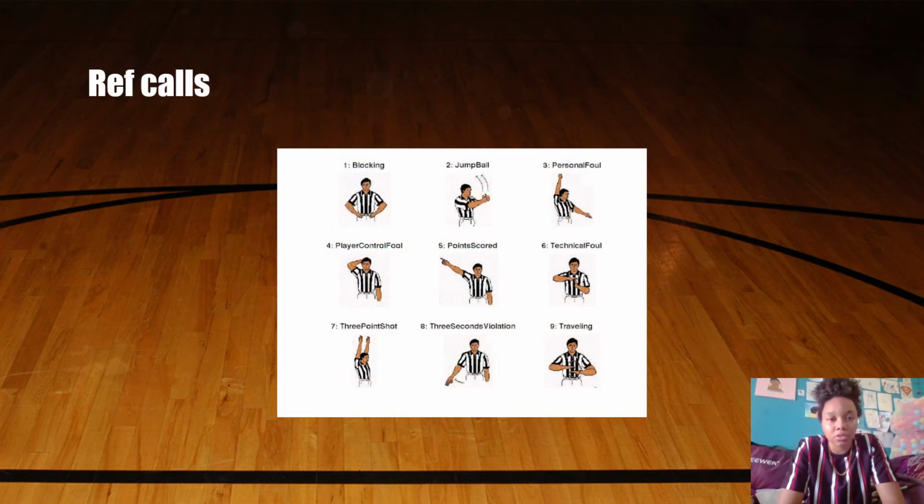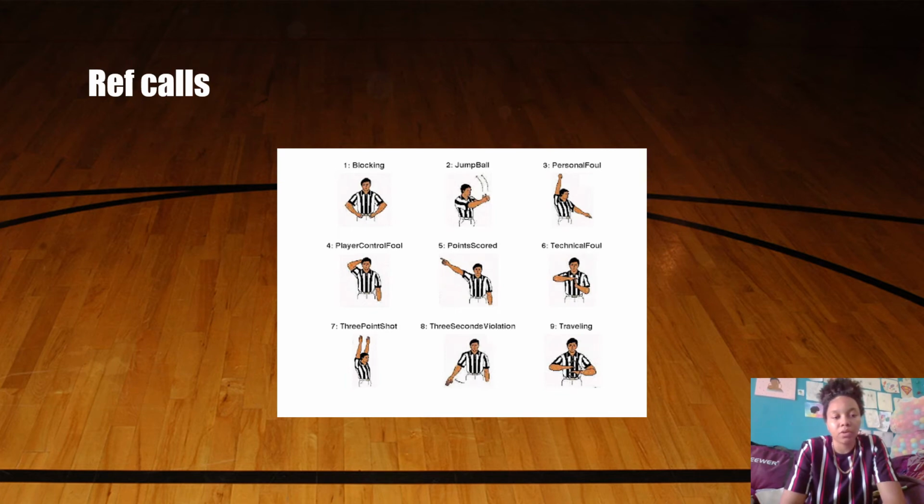Ref calls, these are some basic calls that you can get during a game. I just kind of wanted to show you guys what they look like. So we have blocking, jump ball, personal foul, a player control foul, a point scored, technical foul, 3-point shot, 3 seconds violation, traveling, and you can see the different hand signals. So if you see any of these during the game, you'll know what these calls are called. So go ahead and take a look at those during this time.